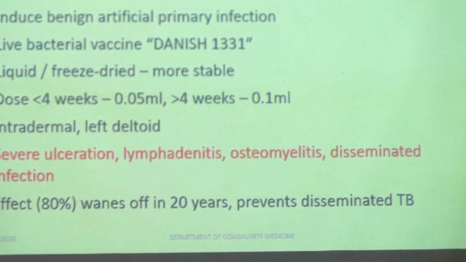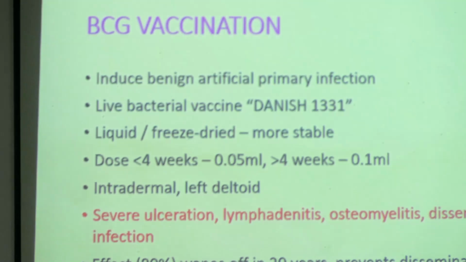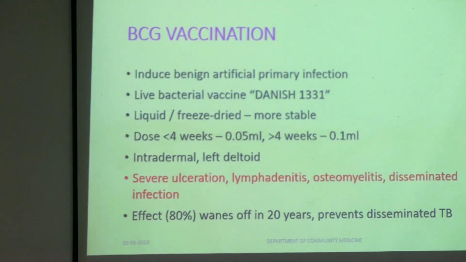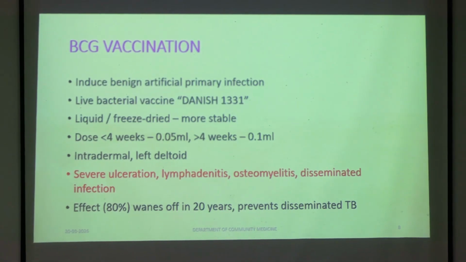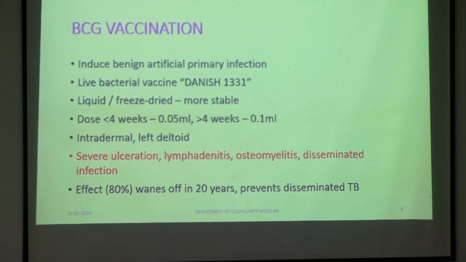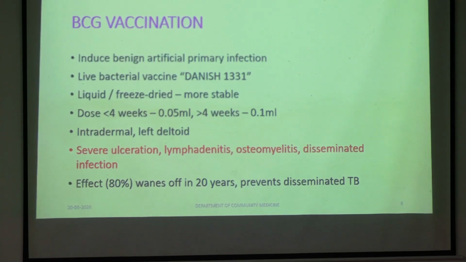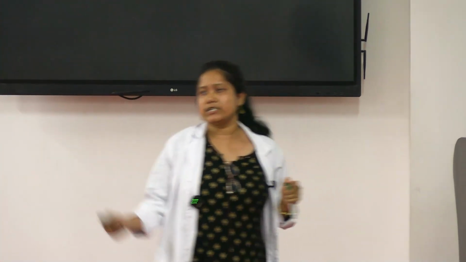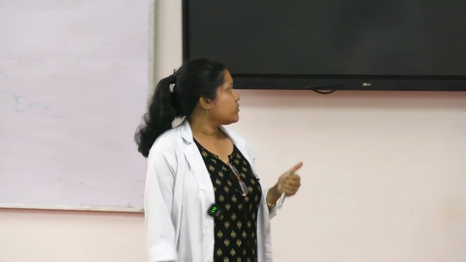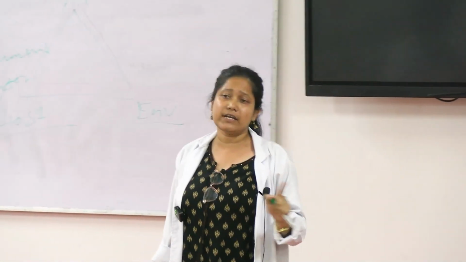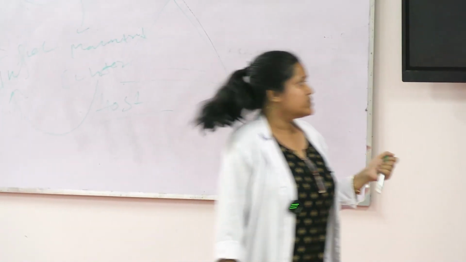So BCG vaccination. What is that? It induces a benign artificial primary infection. Why does it induce an artificial primary infection? After birth, within 15 days, as early as possible, you have to vaccinate the child. How will you do that primary infection? They are using live vaccines. The strain is Danish 1331. This is a NEET PG question; every alternate year this question comes.